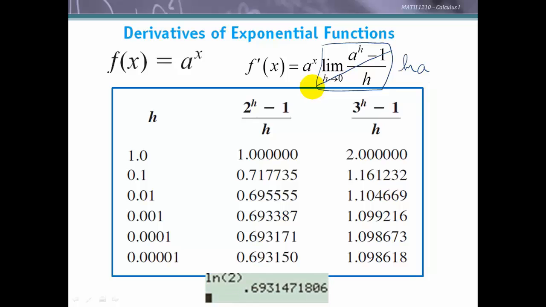Well, now we know that this limit equals the natural log of the base, and in fact the natural log of 2 is 0.693. You can see that we were accurate here, actually out to about 5 decimal places, and the natural log of 3, we can see again our accuracy out to 5 decimal places, and so the limit as h approaches 0 of a to the h minus 1 over h is just the natural log of a. So we now can differentiate all of these exponential functions.